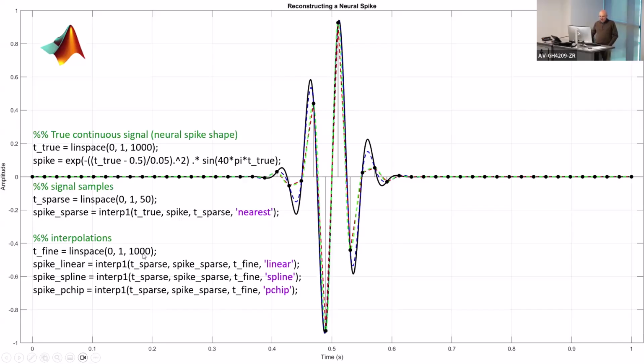So for these 1,000 points, I'm taking the original signal, which is a sparse signal, these 50 points. I'm saying what the values are at these 50 points, which are these black dots' values. This is the sparse spike. When you're using nearest, it's just taking the value at these particular points of that function.